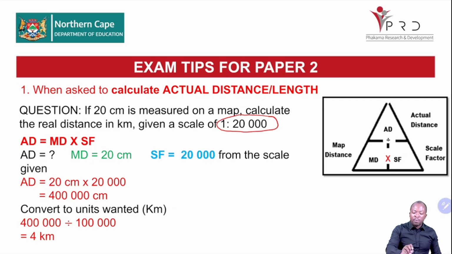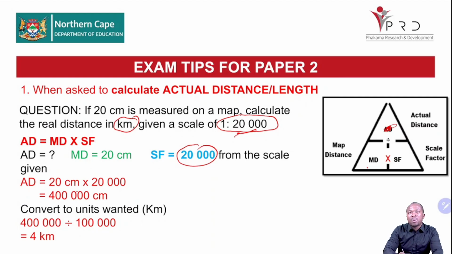So we are looking for actual distance, so we cover it. Okay? So actual distance, once you cover it, is left with map distance and the scale factor. The scale factor is the value on your right side of the scale if the left side is 1. Are we good? Okay. So now our scale factor is 20,000. So we multiply the 20, which will give us 400,000 centimeters. But then, remember, the examiner said they want the answer in kilometers.